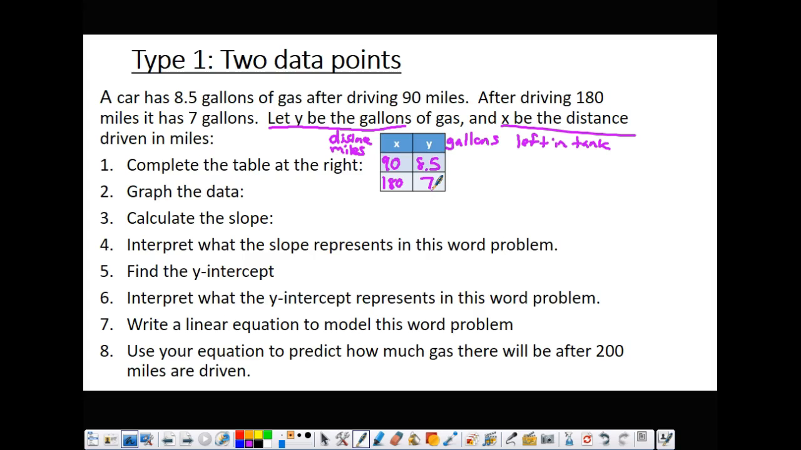Now, what this is, you guys, is we can think of this as 2 points. Because that's what it is. On a graph, we have 90, 8.5, and we have 180, 7, right? So the first thing you've got to do is put your data into a table and organize it.